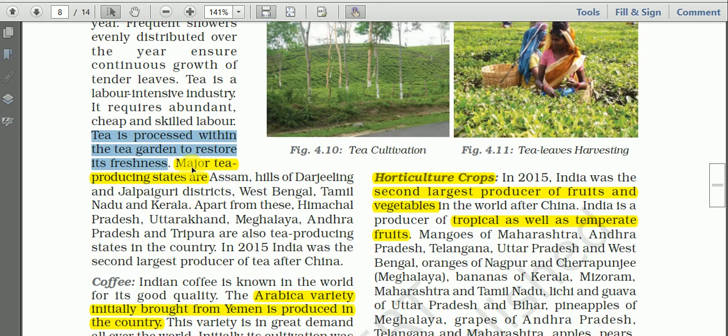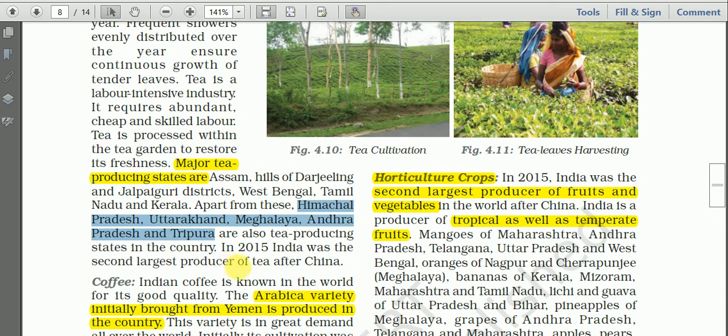About the major tea producing states, we have Assam at the top, then next we have Darjeeling Hills and Jalpaiguri districts of West Bengal, then Tamil Nadu, Kerala. These are the important tea producing states. And we also have Himachal Pradesh, Uttarakhand, Meghalaya, Andhra Pradesh, Tripura, other tea growing areas. But remember, Assam is the largest producer of tea in India, covering more than 50%, even more.